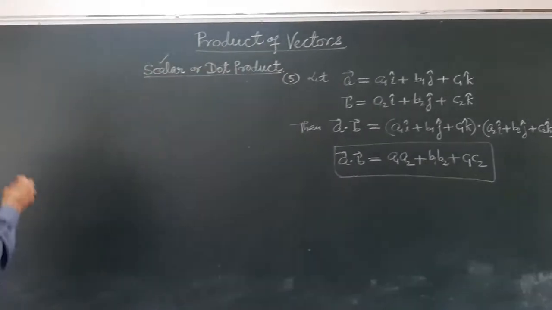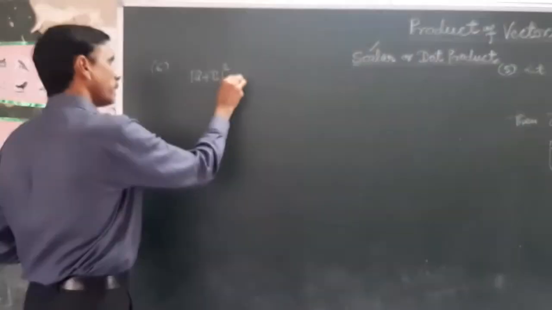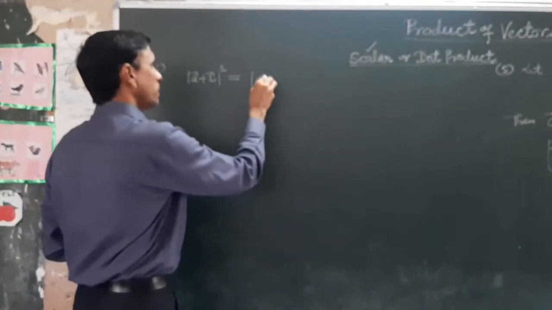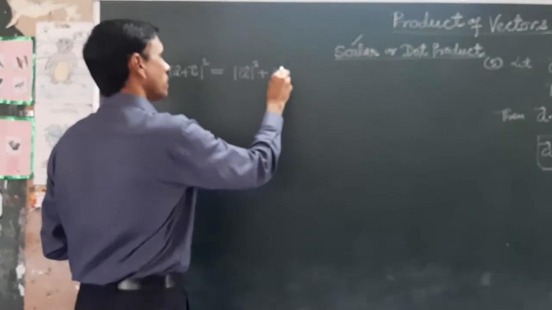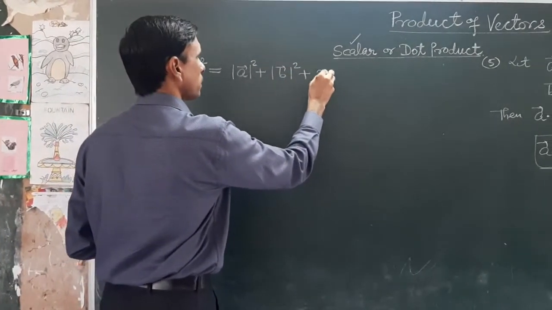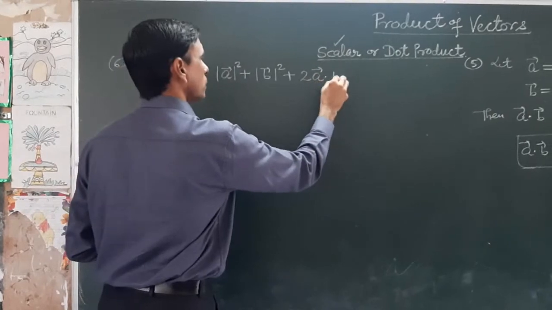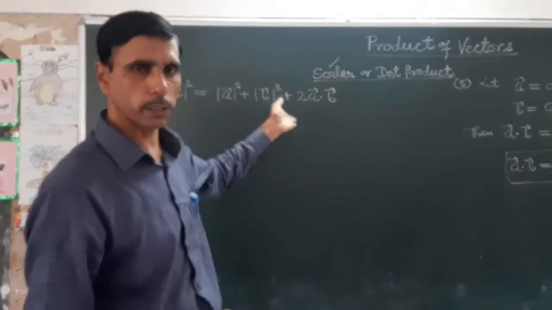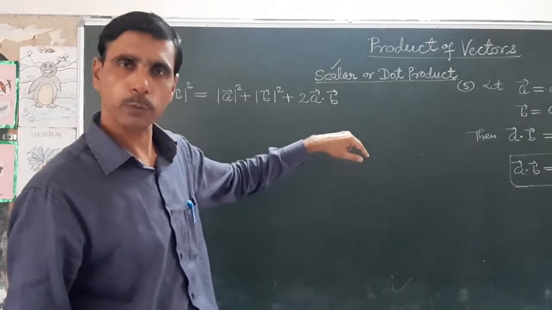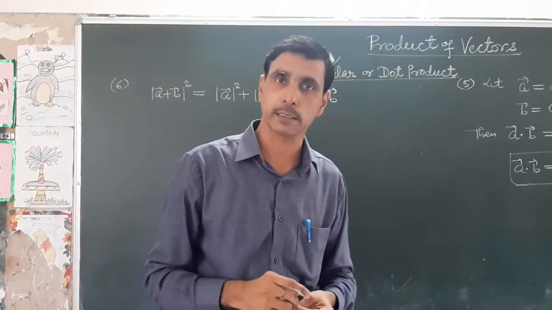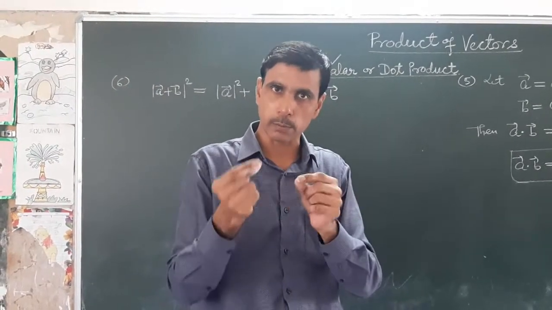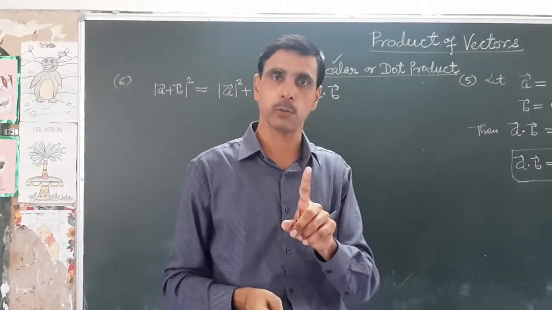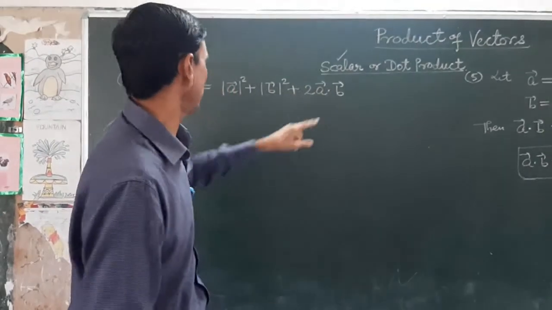Now, sixth, there are some algebraic identities. Magnitude a plus b square is magnitude a square plus magnitude b square plus 2 a dot b. It is very similar to a plus b whole square is a square plus b square plus 2ab. In numbers there is no problem, but in the case of vectors, ab means multiplication of two vectors, which is of two types. So we have to specify here it is a dot b.